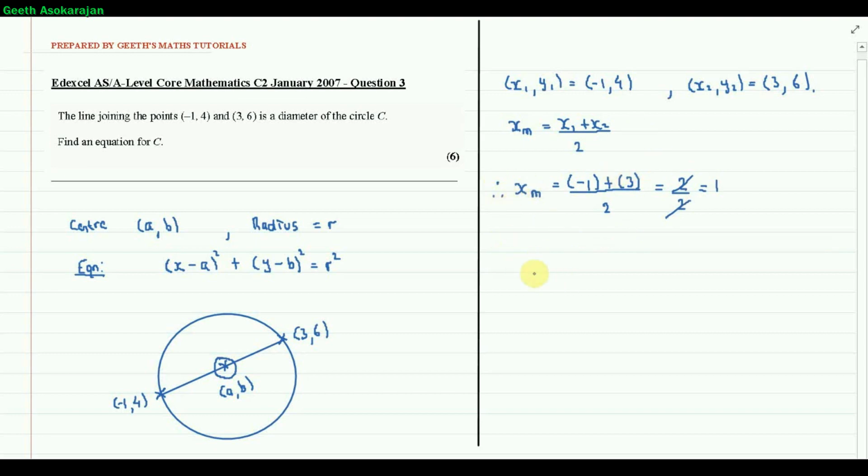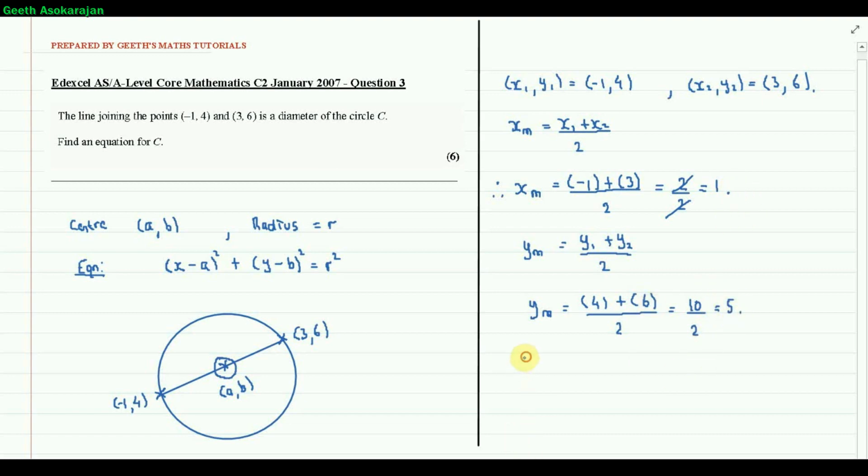Now let's work out the y coordinate of the midpoint. Using ym, the formula is y1 plus y2 divided by 2. If I replace the data, y1 corresponds to 4 plus y2 that corresponds to 6, all divided by 2. If I continue along the line, 6 plus 4 is 10, 10 over 2 is 5.